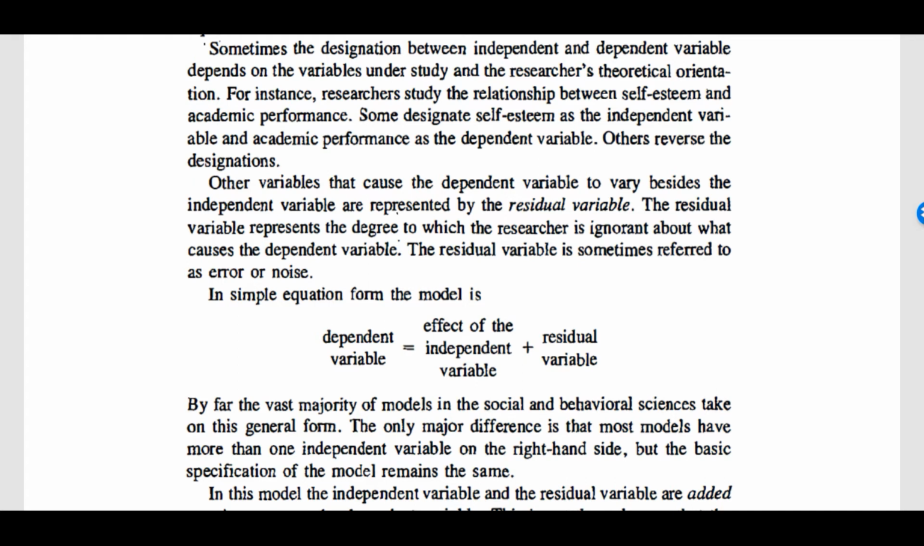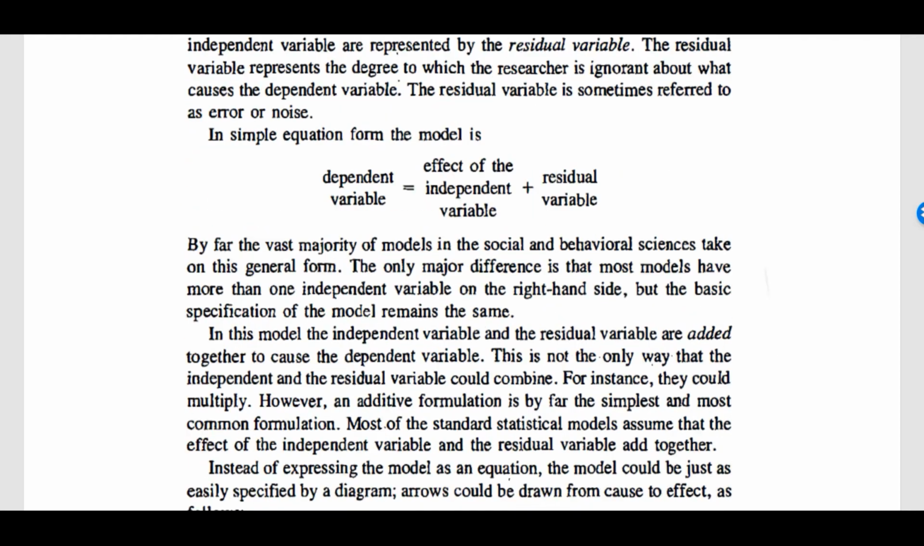Other variables that cause the dependent variable to vary, besides the independent variable, are represented by the residual variable. The residual variable represents the degree to which the researcher is ignorant about what causes the dependent variable. The residual variable is sometimes referred to as error or noise. In simple equation form, the model is: dependent variable equals the effect of the independent variable plus the residual variable.